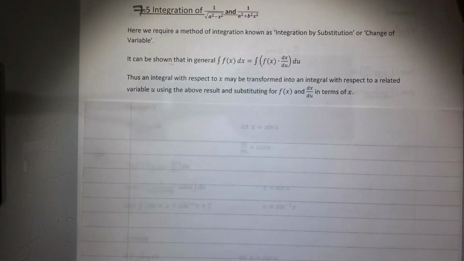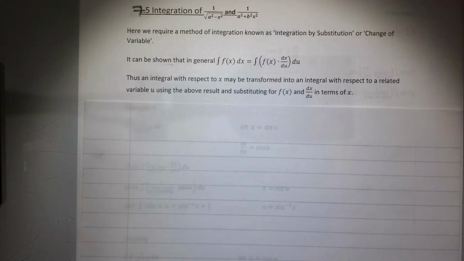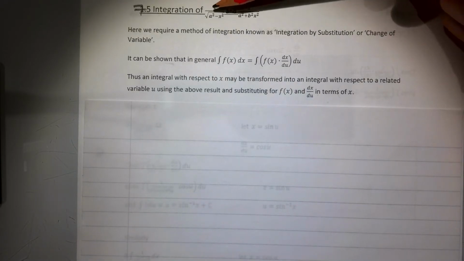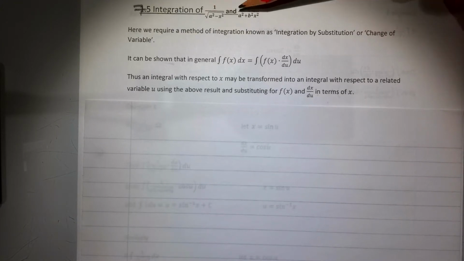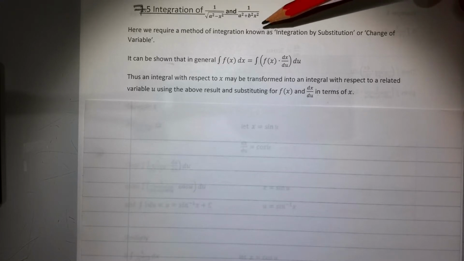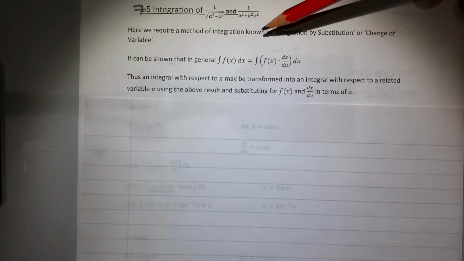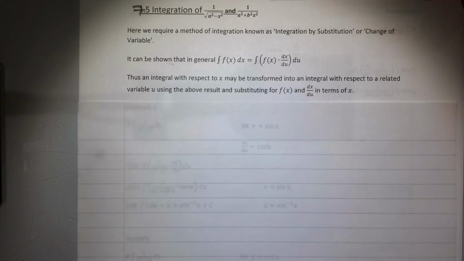Okay, this is A2 Further Maths Notes. We're on chapter 7 and we're looking at the integration of 1 over the root of a squared minus x squared, and also the integration of 1 over a squared plus b squared x squared. This is effectively the reverse of the start of this chapter, where we were differentiating our inverse trig functions.